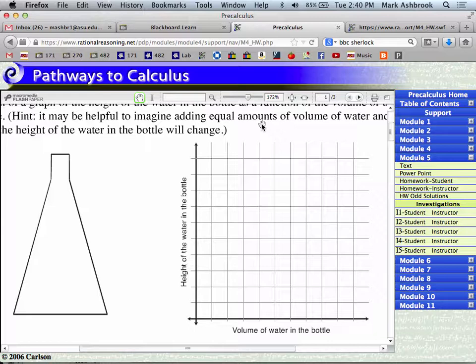Okay, so let's try. We can just use that graph. Okay, so we're going to do. Mark's going to make a fool of himself.